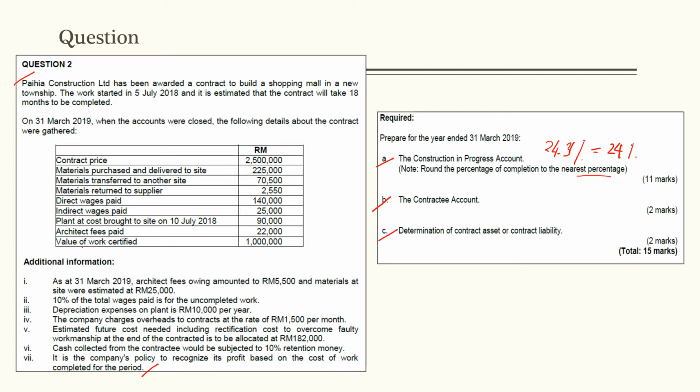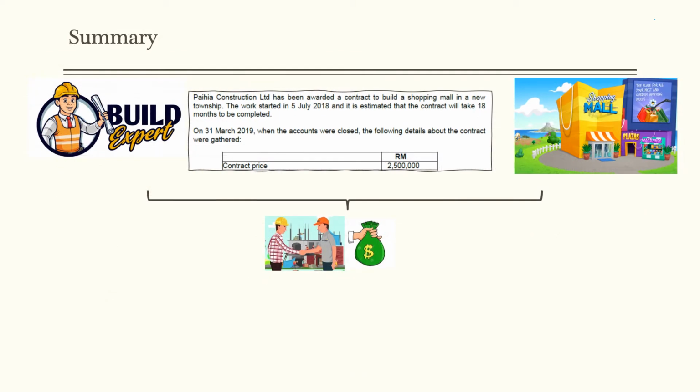Finally, you are required to determine whether a contract asset or contract liability arises from this question. Okay, let's discuss the suggested solution on the next slide. Before we start preparing the answer, let us extract some important information from this question. As we have learned, contract costing is another costing method applied by a business. It is suitable for tracking costs associated with a contract job with a customer. Therefore, contract costing is usually prepared by builders or contractors.